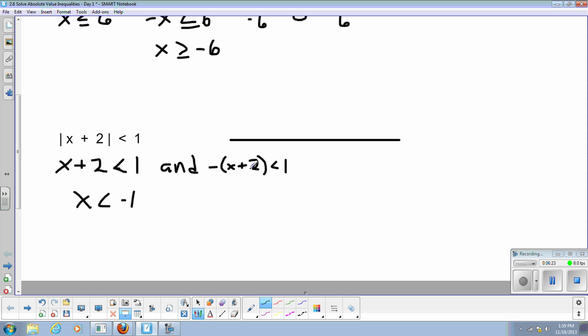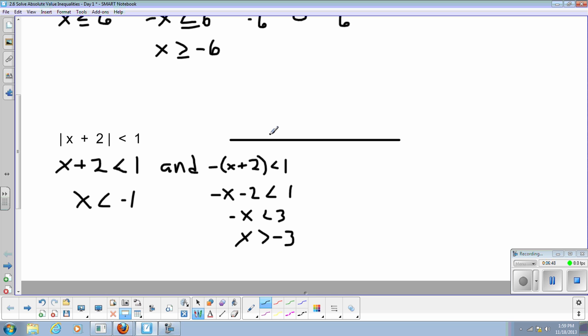On this inequality, I need to distribute the negative, and I can say negative x, or the opposite of x, minus 2 is less than 1. Add 2 to both sides. The opposite of x is less than 3. Divide by negative 1 on both sides. X, switch my inequality symbol, is greater than negative 3.